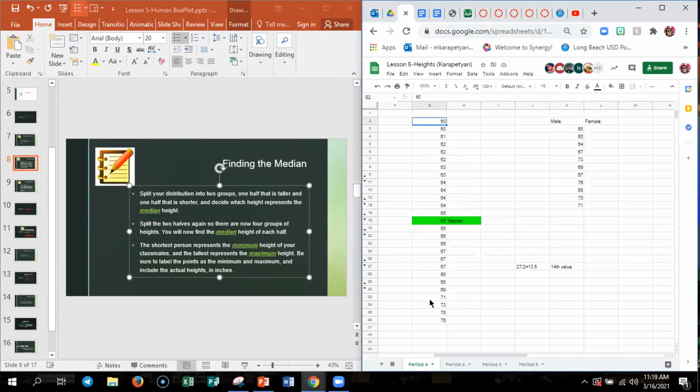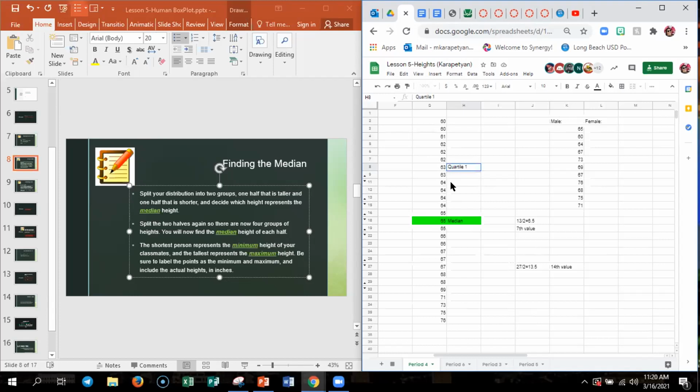Each half should have the same number of values. So we have 1, 2, 3, 4, 5, 6, 7, 8, 9, 10, 11, 12, 13 values in each half. Now I'm going to do 13 divided by 2. Same process as finding the median. That's going to be 6.5, which tells me that I'm looking at the 7th value. So 1, 2, 3, 4, 5, 6, 7. The 7th value in the top short half is going to be my quartile 1, my first quartile.